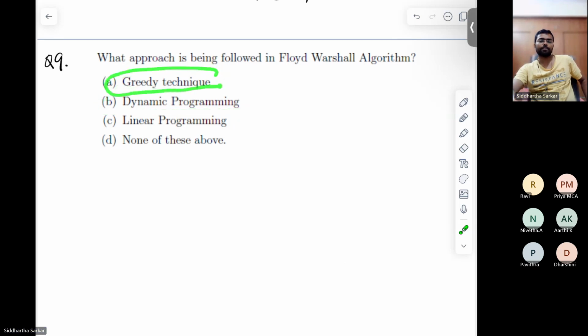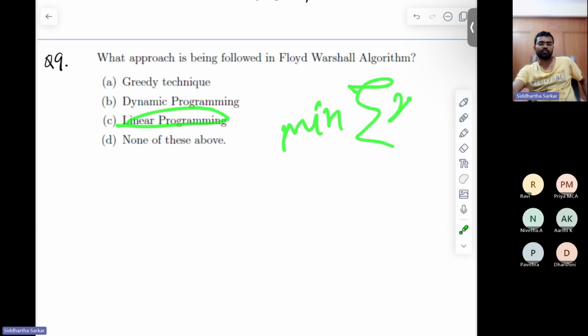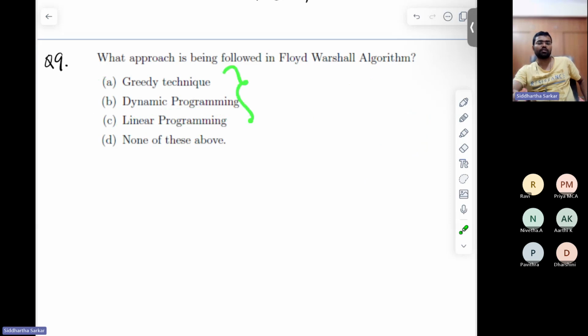In greedy, you solve a problem by making choices that seem right immediately. In dynamic programming, you divide the problem into sub-problems, solve the sub-problems, then combine the solutions to the sub-problems and output that solution. In linear programming, you write the linear programming relaxation and then do some more steps. So you have three options, and if you think that none of these three is true, then you go with none of those.